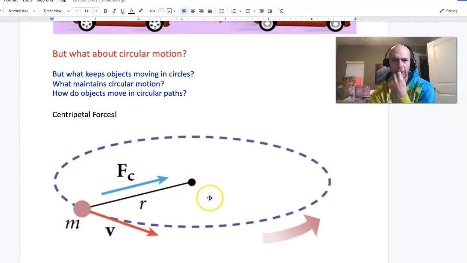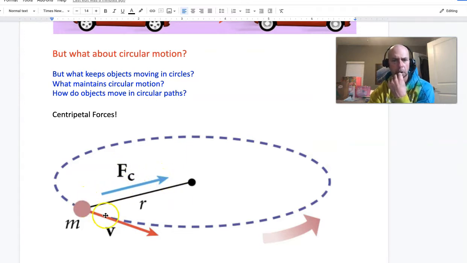So for example, if we have this maybe ball on this rope or this string, and we're rotating it around, we're maintaining circular motion. But I have to basically exert an inward force on that string to keep that ball moving in a circle. So that's what I mean then by F sub c, a centripetal force. So that force is directed inward.